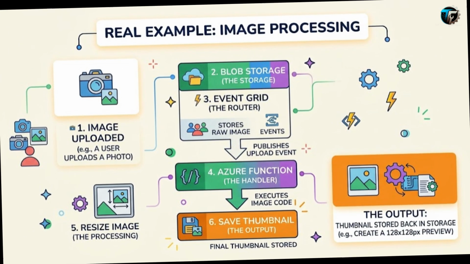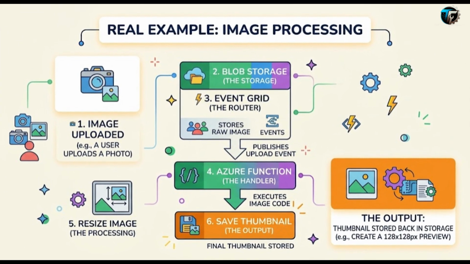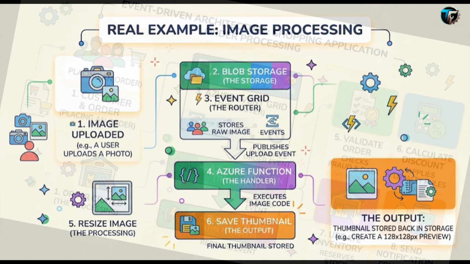Let's build a real example. A user uploads an image. Blob Storage stores it. Event Grid publishes the event. Azure Function receives the event. The function processes the image. And the final thumbnail is stored back in Azure Storage.